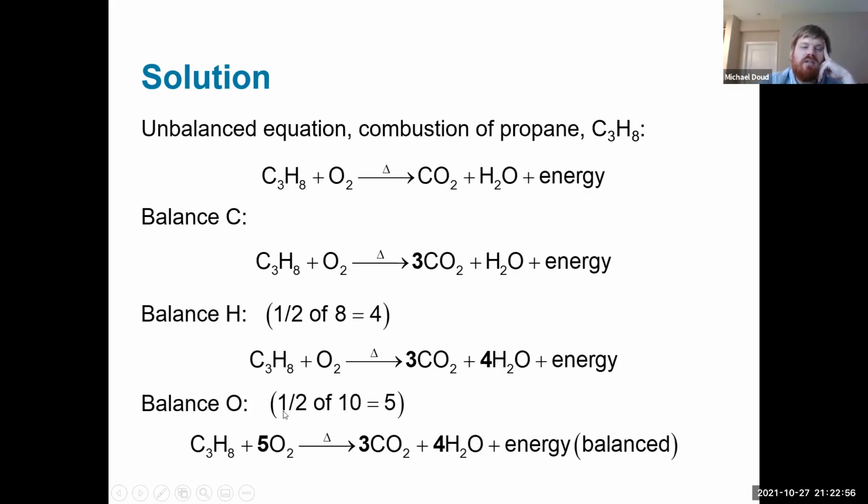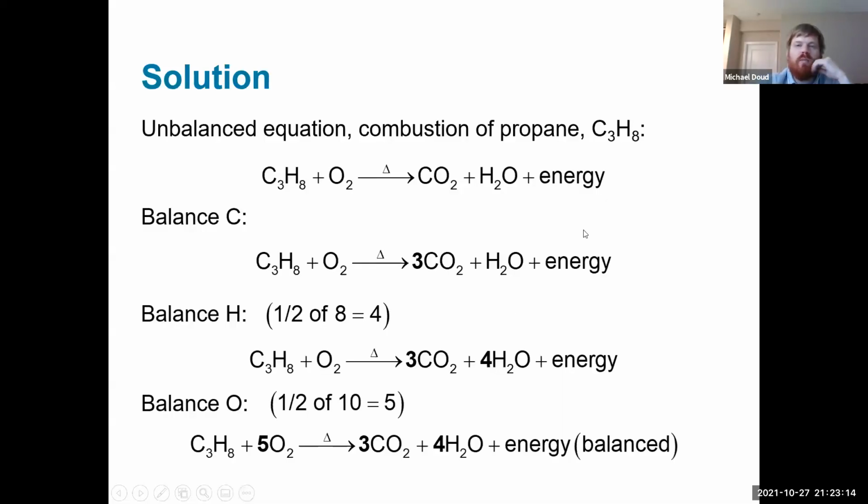Finally, let's go ahead and balance oxygen. Now note we have O2 as a gas, oxygen gas, as our reactant. So we have 3 times 2, that's 6, plus 4 times 1, for a total of 10 oxygens in the products. To balance that out, we need 5 O2s in the reactants. And that gives us our balanced chemical equation.